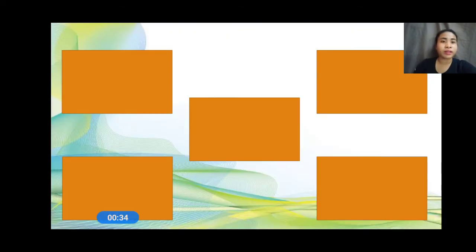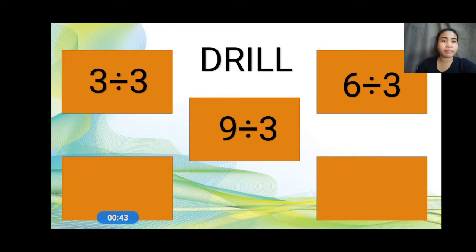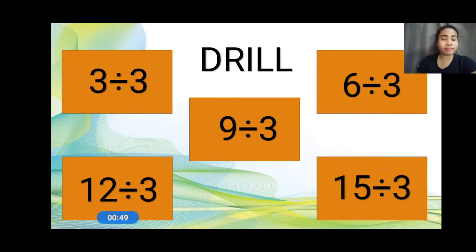So everyone, 3 divided by 3, 6 divided by 3, 9 divided by 3, 12 divided by 3, and 15 divided by 3. So 3 divided by 3 equals 1, 6 divided by 3 equals 2, 9 divided by 3 equals 3, 12 divided by 3 equals 4, and 15 divided by 3 equals 5.